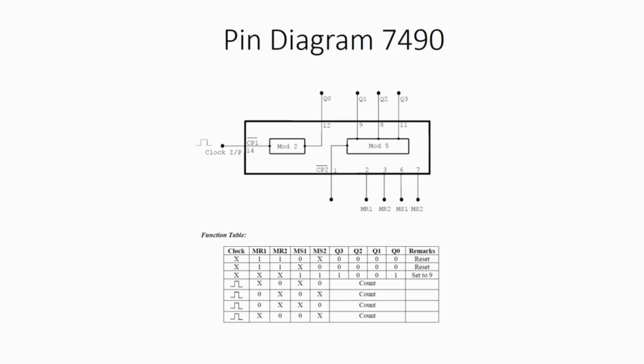Then we have to explore the functional diagram of the IC 7490. 7490 is basically a decade counter, a counter whose counts vary from 0000 to 9, that is 1001. Initially it is made up of 2 counters. The 7490 IC can generate 2 different modulus, one is mod 2, another one is mod 5. When mod 2 and mod 5 are tied together, we get 5 into 2, that is 10 different states.